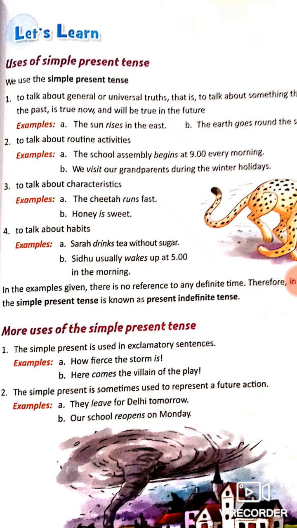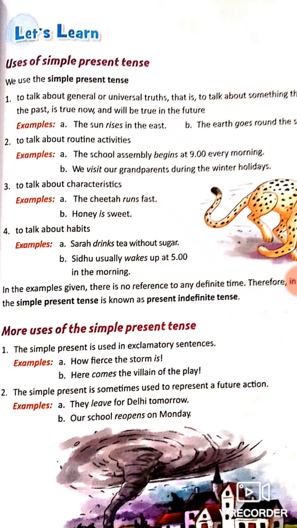Next, the simple present tense is sometimes used to represent a future action. An action which is already part of some plan which may happen in the future, but this can be expressed in the simple present form. They leave for Delhi tomorrow. So, instead of saying they will leave for Delhi tomorrow, if we say they leave for Delhi tomorrow is also correct. Our school reopens on Monday. Our school, the new session begins on 4th April. This is what is written in your report card every year, right? 4th April or 6th April, whatever the date is.